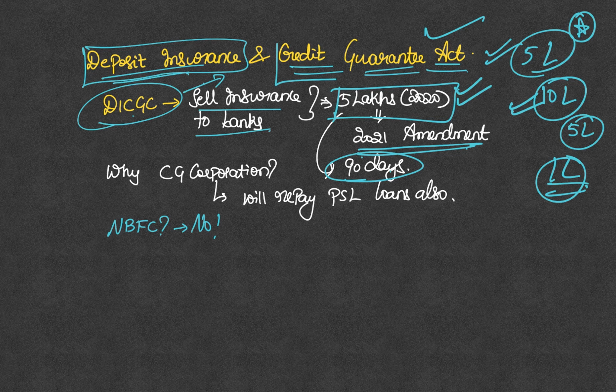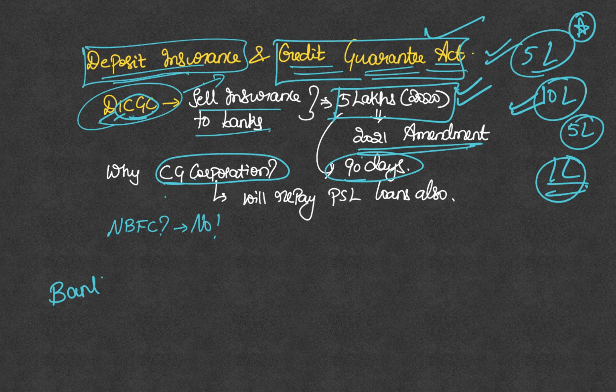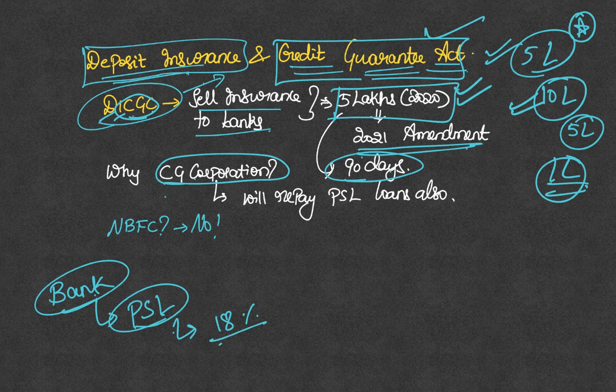Now you might have to wonder, why is this a credit guarantee act also? You can see that this is the Deposit Insurance and Credit Guarantee Corporation. Now, what is this Credit Guarantee Corporation? Take a look at it from the banker's perspective. Banks have priority sector lending. Let's say, according to the norms of RBI, 18% is supposed to be given to the agricultural sector loans. Now, it's quite possible that they have a bad monsoon and the crop fails. What about this money?